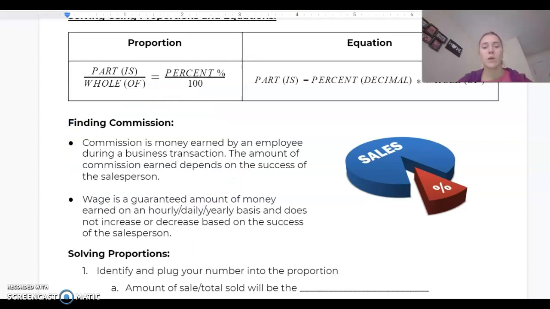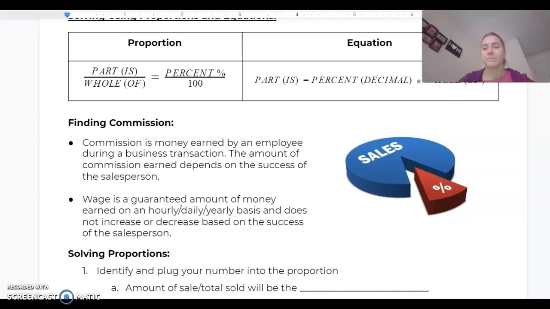Wages are the guaranteed amount of money you're making. You can earn this hourly, daily, yearly, depending on what kind of job you have. So you guys might know if you have a part-time job after school possibly, or in the future, minimum wage jobs. So you're always making that $8 an hour regardless of how much you're selling.